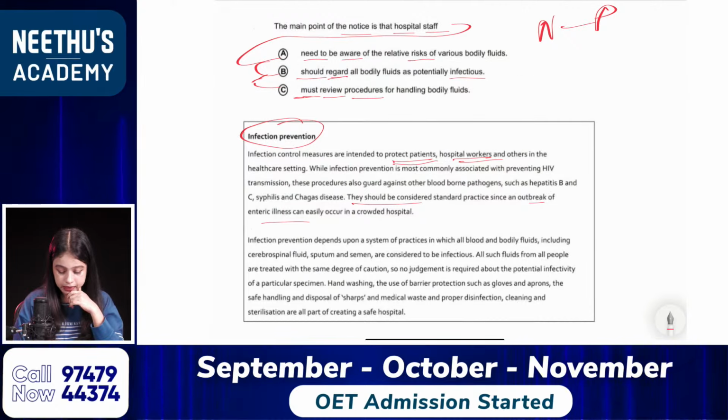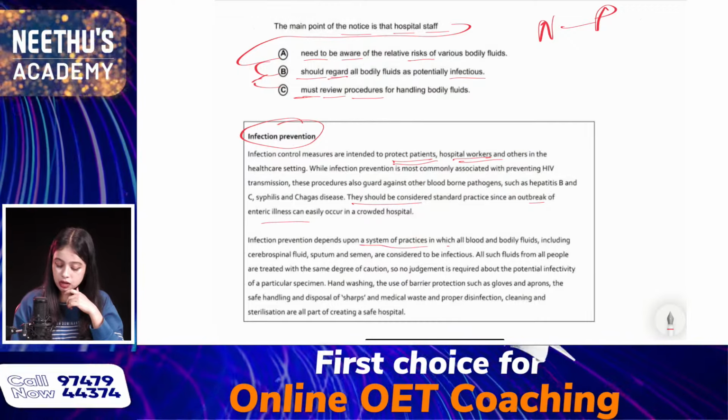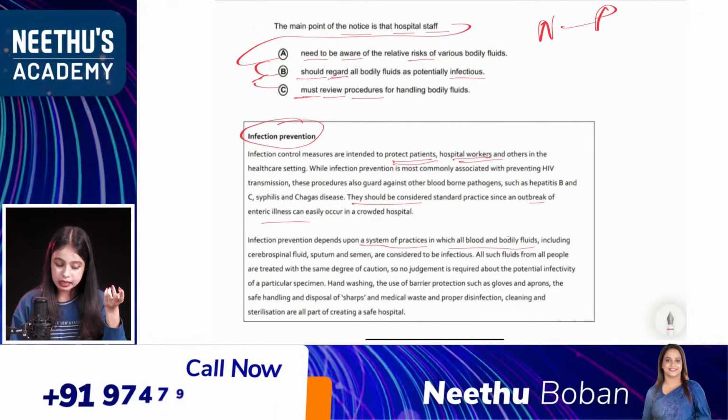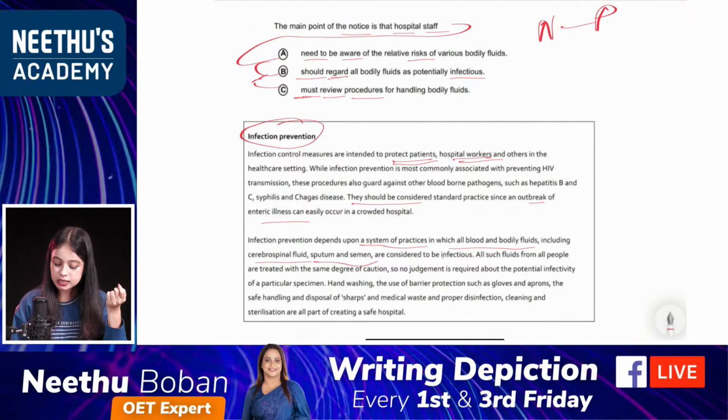And what about the second para? Infection prevention depends upon a system of practices in which all blood and bodily fluids, including cerebrospinal fluid, sputum and semen, are considered to be infectious.